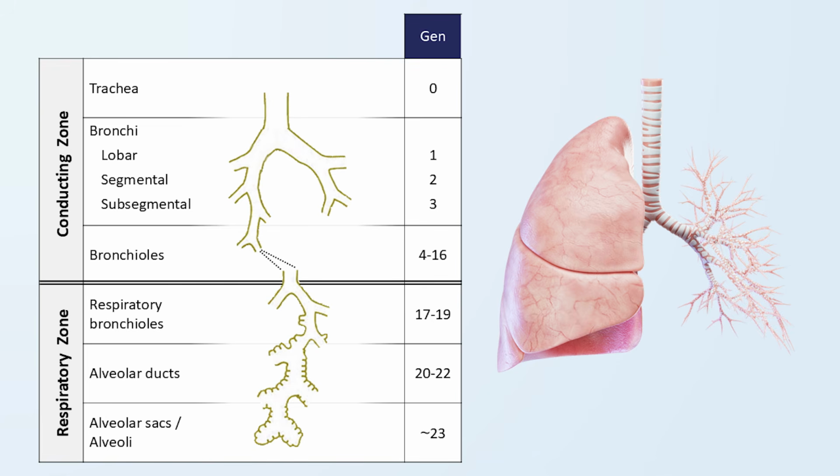At the end of the line in the respiratory zone, at the final generation of airways, are microscopic sacs called alveoli, where the diffusion of oxygen and carbon dioxide between air and blood occurs. I'll talk a lot more about the alveoli when discussing histology in the next video.